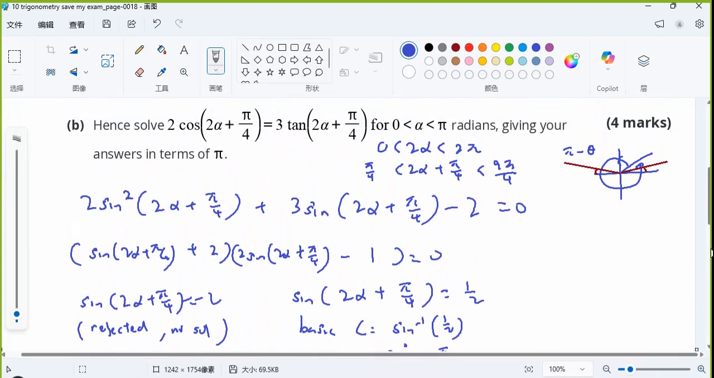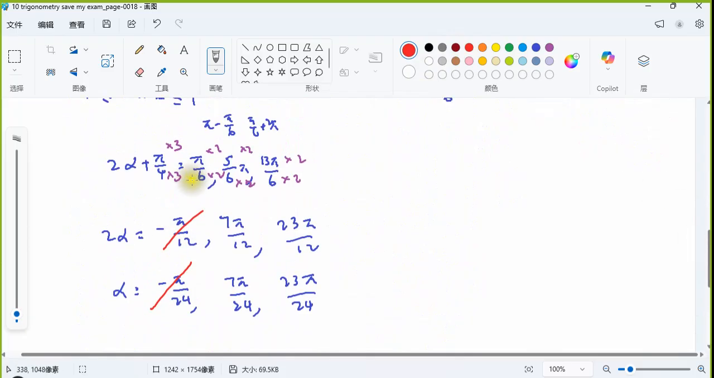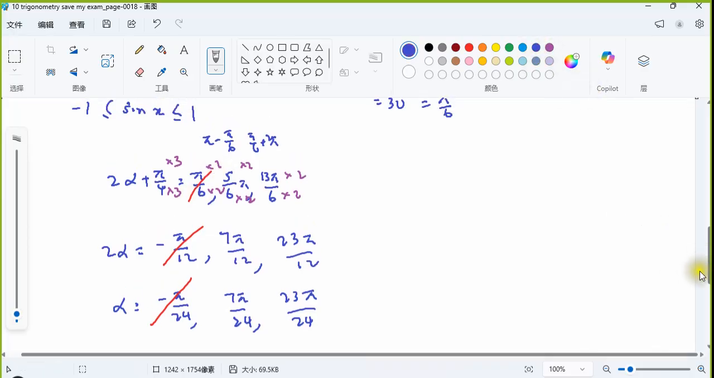The range is 0 until pi, but this one is rejected. So at the beginning, we shouldn't write this. I already know the pi over 6 is not in the range, I just show it to you.